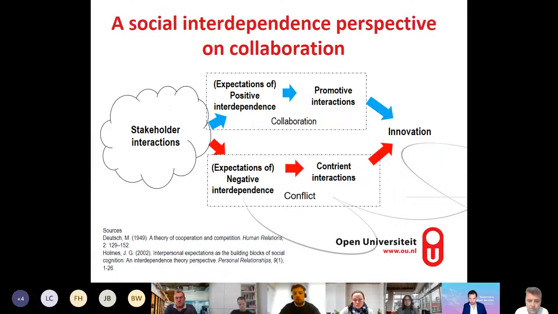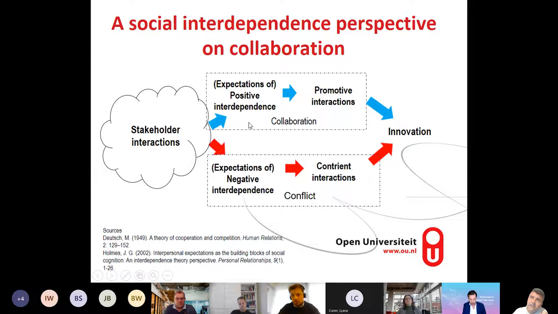And, you know, social psychology, actually interdependence theory, argues that every time we envisage that we will engage in a relationship, we make expectations for it. And we say, how would this play out? Would it be conflictual? Will we have a collaborative relationship? And these are the two lines that actually shape the road to innovation when stakeholders interact.